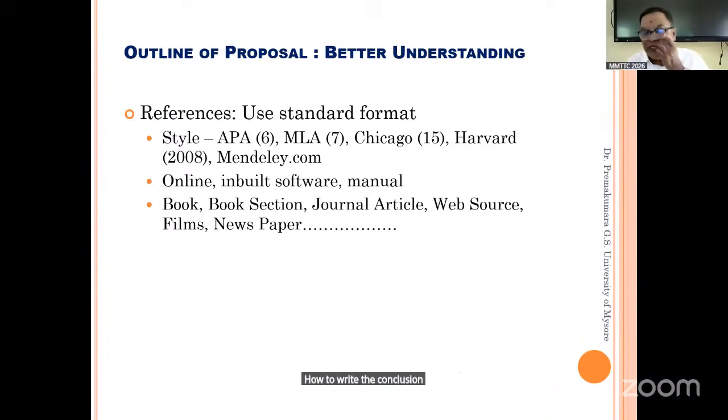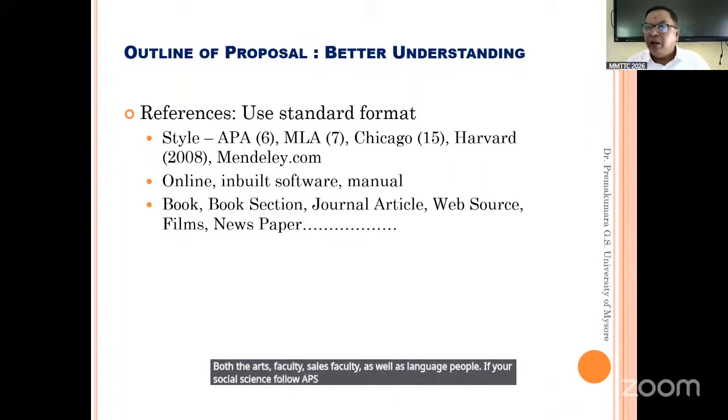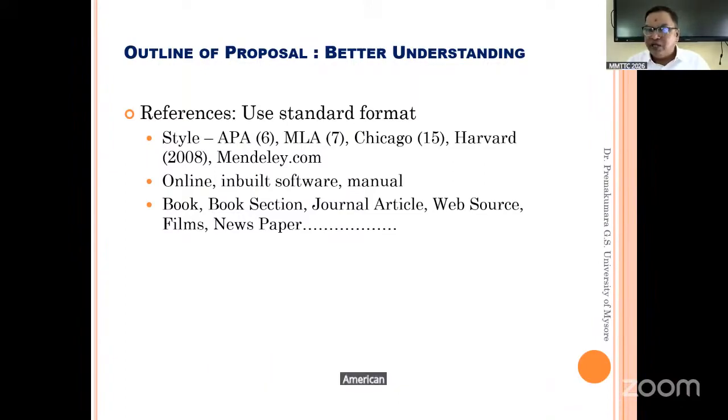And then reference. I think here we have the arts faculty, science faculty, as well as language people. If you are in social science, follow APA style, American Psychological Association style. If you are in language or literature, follow MLA style. If you are from a science background, follow Chicago or Harvard. And if you want, you can use Mandya.